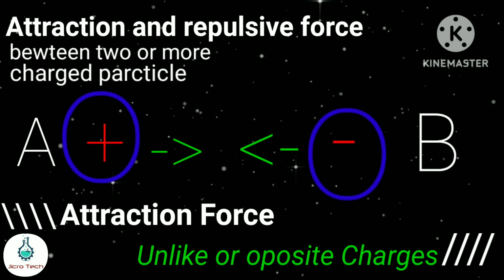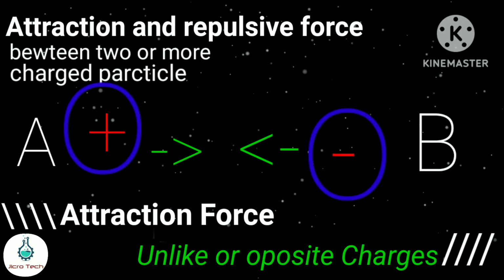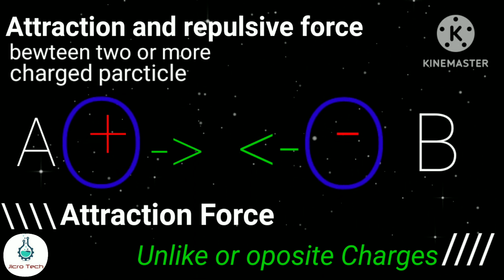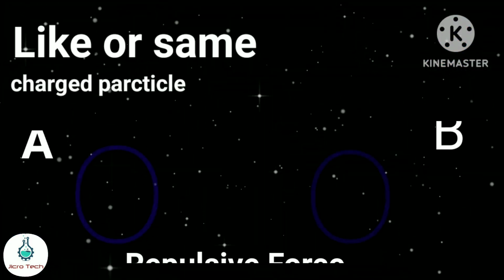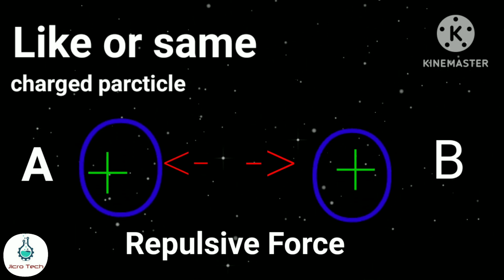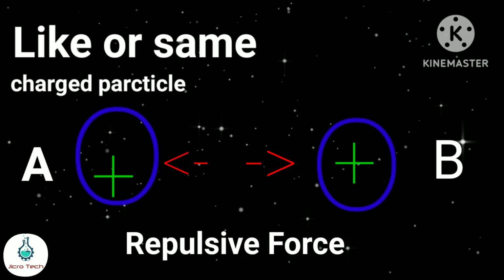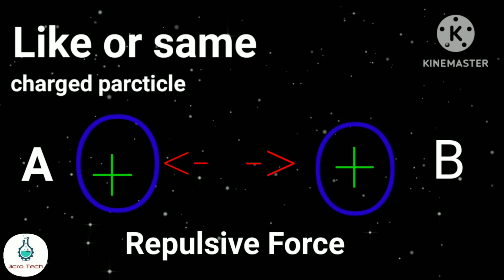According to this law, if two or more charged particles are oppositely charged, we can get an attraction force. Let's see what will happen in case of like charge or same charged particles. In case of like charge, the two particles will have a repulsive force. As you can see on the screen, particle A and B are both positively charged.